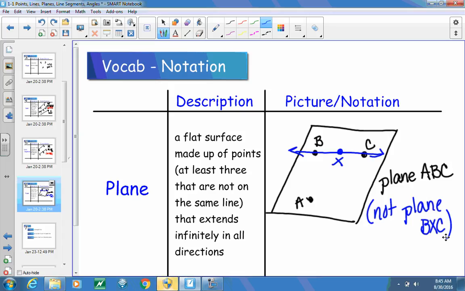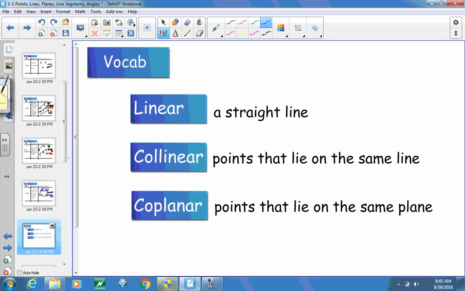All right, so I know on that foldable right there, that first one, you still have 2 spots. You've got the angle and the ray, which we're going to get to in just a moment or two. I'm going to have you go to the second foldable, where I'm going to have you write down 3 new definitions, or one of them you may recall: linear, collinear, and coplanar.